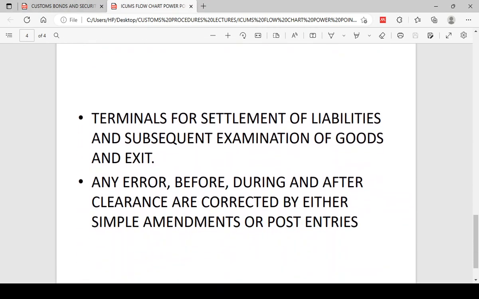But take note, along the procedure, any error detected before, during, and after clearance is corrected by either simple amendments or post entries. But apart from this principal flow in the main flowchart, we have other arrows dropping by the sides. There are a lot of other services or requests that you want to do on ICOMS. You pick that particular service or request, put in your request, and submit it to Customs Division, and they will come back to you with the appropriate treatment or procedure to follow until the procedure is finished. But this is the normal flow, which is also called the home consumption procedure.